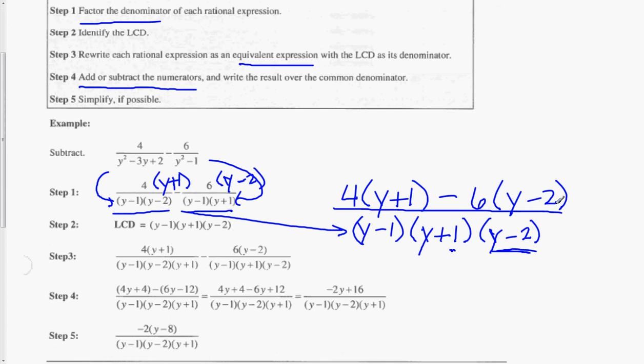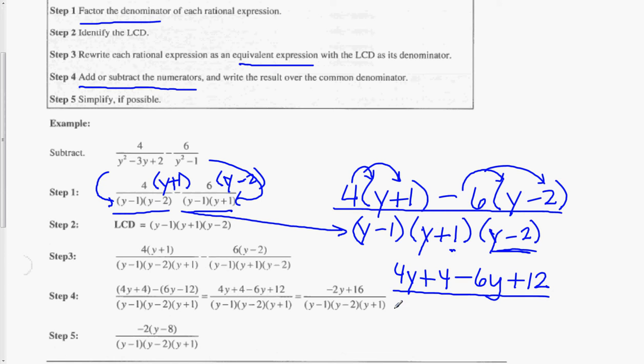Now we're going to simplify. We're going to distribute the 4 through that parentheses and have 4y plus 4. We're going to distribute a negative 6 through this parentheses. Don't forget that negative in front. So negative 6y plus 12 over our big long denominator. And these are going to be long problems. They're not going to be short little simple problems. They're going to take some time.